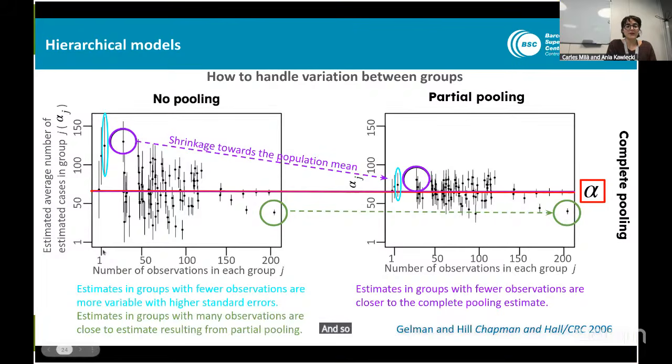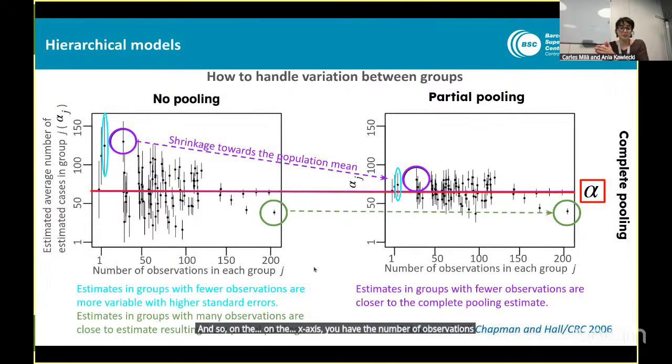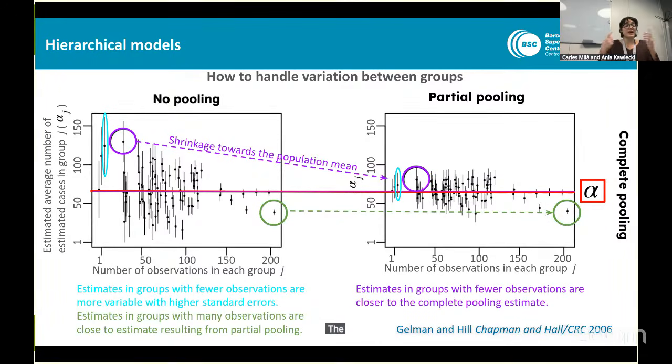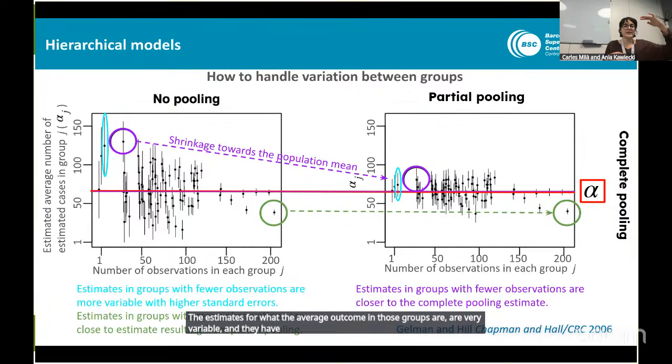On the x-axis, you have the number of observations within each group, so the sample size for each group. And then on the y-axis, we have the estimated group mean for that group, so this alpha sub j in this case. Here we can see in the no pooling example that when the group has very few observations, so a small sample size, the estimates for the average outcome in those groups are very variable, and they have large standard errors.